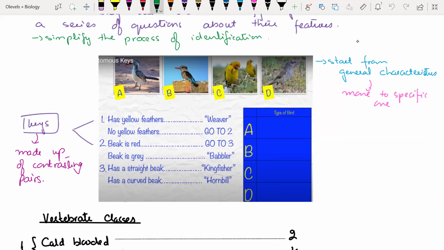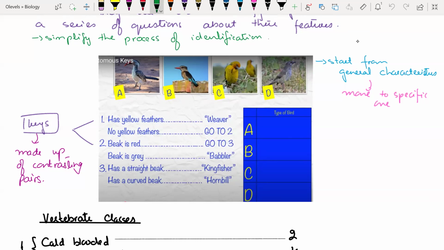In the case of this example, you have four images, that is A, B, C, and D, and then you have three keys given below, that is one, two, and three. So first, we have to start with the first image, that is image A. I want to identify the species of this bird, right?